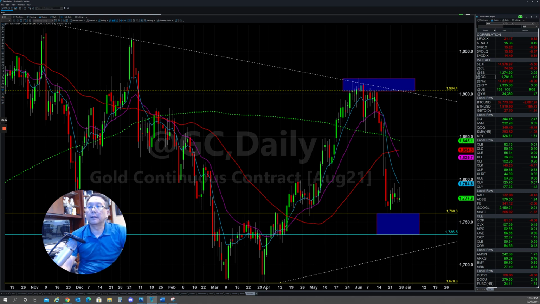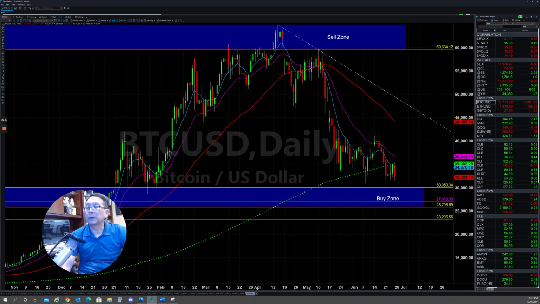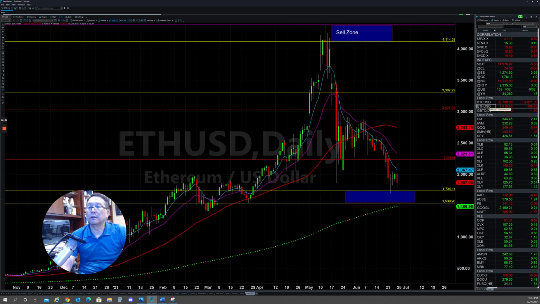If you look at Bitcoin, it is still in the correction, but right now it has already touched the buy zone, so they are trying to build a base here. Sooner or later, you will see that they will give you the confirmation for the uptrend again. Looking at Ethereum, it's also similar. They touched the buy zone here, so they will check around here, but they should find the bottom very soon.